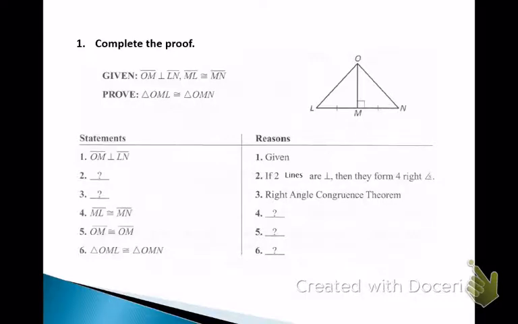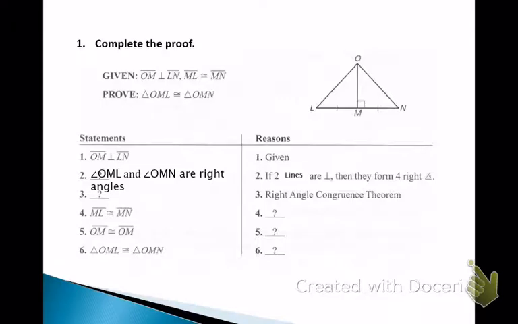So, if it were me, I would list all of my givens at once, but there are varying ways that you can write a 2-column proof. This one just uses the first given, so OM and LN are perpendicular. If they are, then we would know that angle OML and angle OMN are right angles, and we need to include that step. Okay?